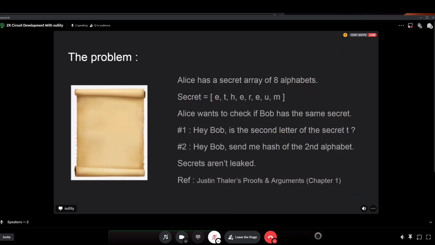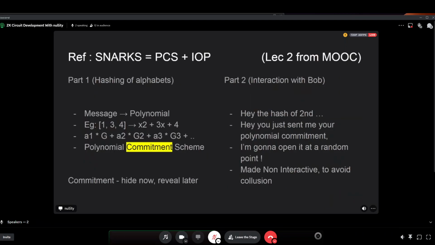And this process can now be divided into two parts. Part one is going to be hashing of alphabets, the secrets, and part two is going to be interaction with Bob. And again, this is just a layman's description of what ZK snarks or anything is. And if you want to watch more about this, you can go through the MOOC lectures which were released in March.